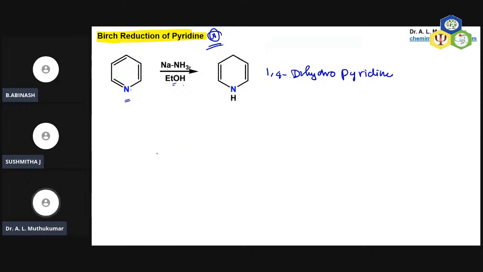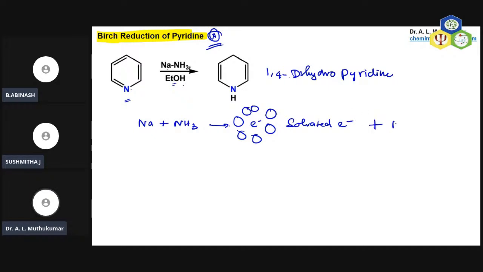So what initially happens in this reaction is that sodium is a one-electron donor. When you treat with ammonia, it provides you an electron. This electron will be solvated by the ammonia molecules, so it provides you a solvated electron, and sodium becomes Na plus. Now this electron will be reacting with pyridine.